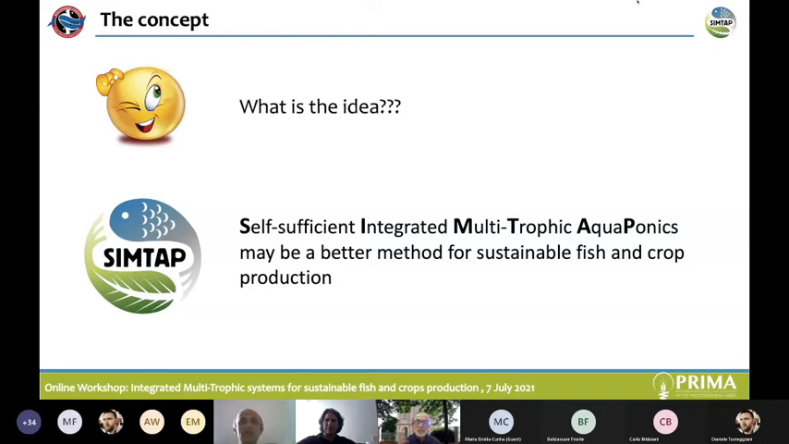Moreover, under conditions of increasing difficulty of access to limited resources, such as raw materials of fish feed, a self-sufficient multi-trophic production system is a new concept that may provide an assurance for sustainable fish and crop production.